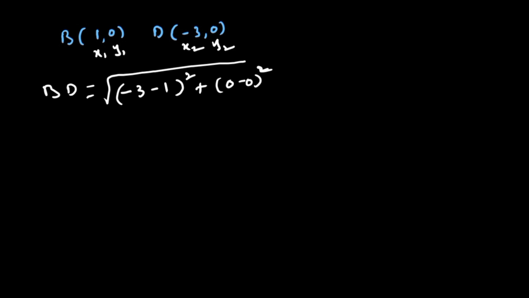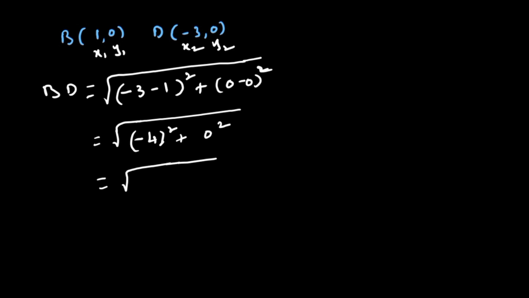So root of minus 3 minus 1, this is minus 4 whole square, and 0 square. So minus 4 square is 16 plus 0, which is 16. So root 16 equals 4 units. So here the diagonals are also equal. That means it is a square.